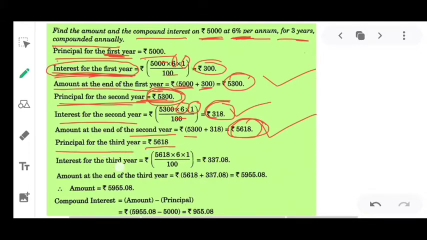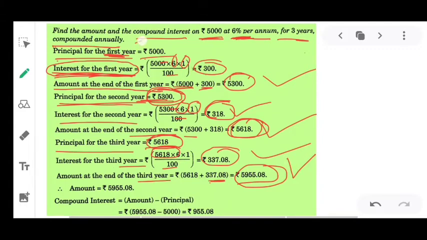Now interest for the third year, P into R into T, that's why 5618 into 6 into 1 by 100, that will be 337.08 rupees. That is the interest for the third year. Now amount at the end of third year will be principal, that is 5618, plus interest 337.08, equal to 5955.08 rupees. That's the amount at the end of third year.